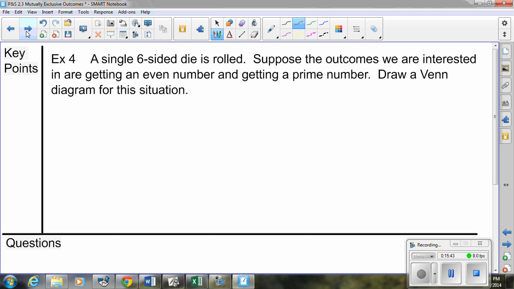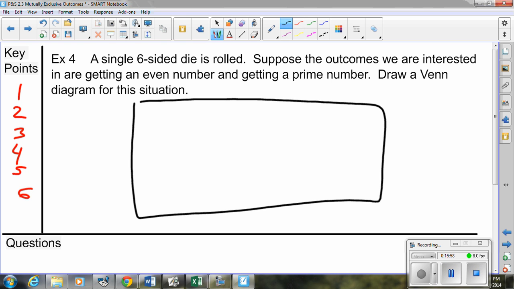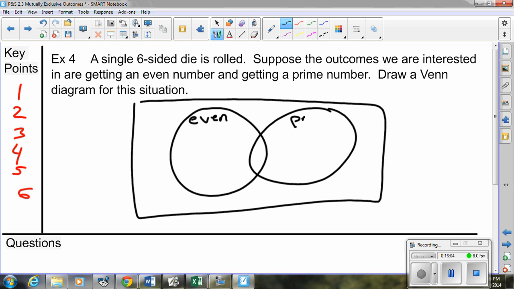Here's a similar one. We'll roll the same die. 1, 2, 3, 4, 5, 6. Suppose the outcomes we are interested in are even and prime. Well, that tells us we need a circle for even. We need a circle for prime. And let's start running through our list.